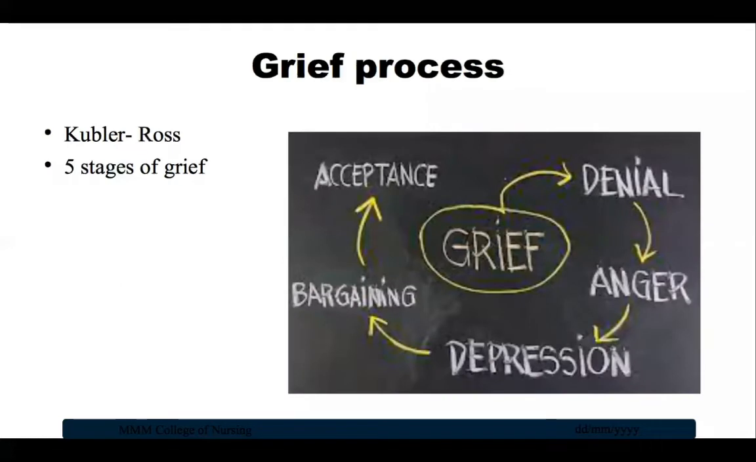Now let us see the grief process according to Kubler-Ross. In 1969, psychiatrist Elizabeth Kubler-Ross, having done extensive research with terminally ill patients, identified 5 stages of feelings and behavior that individuals experience in response to a real, perceived, or anticipated loss. So here are the 5 stages of grief.